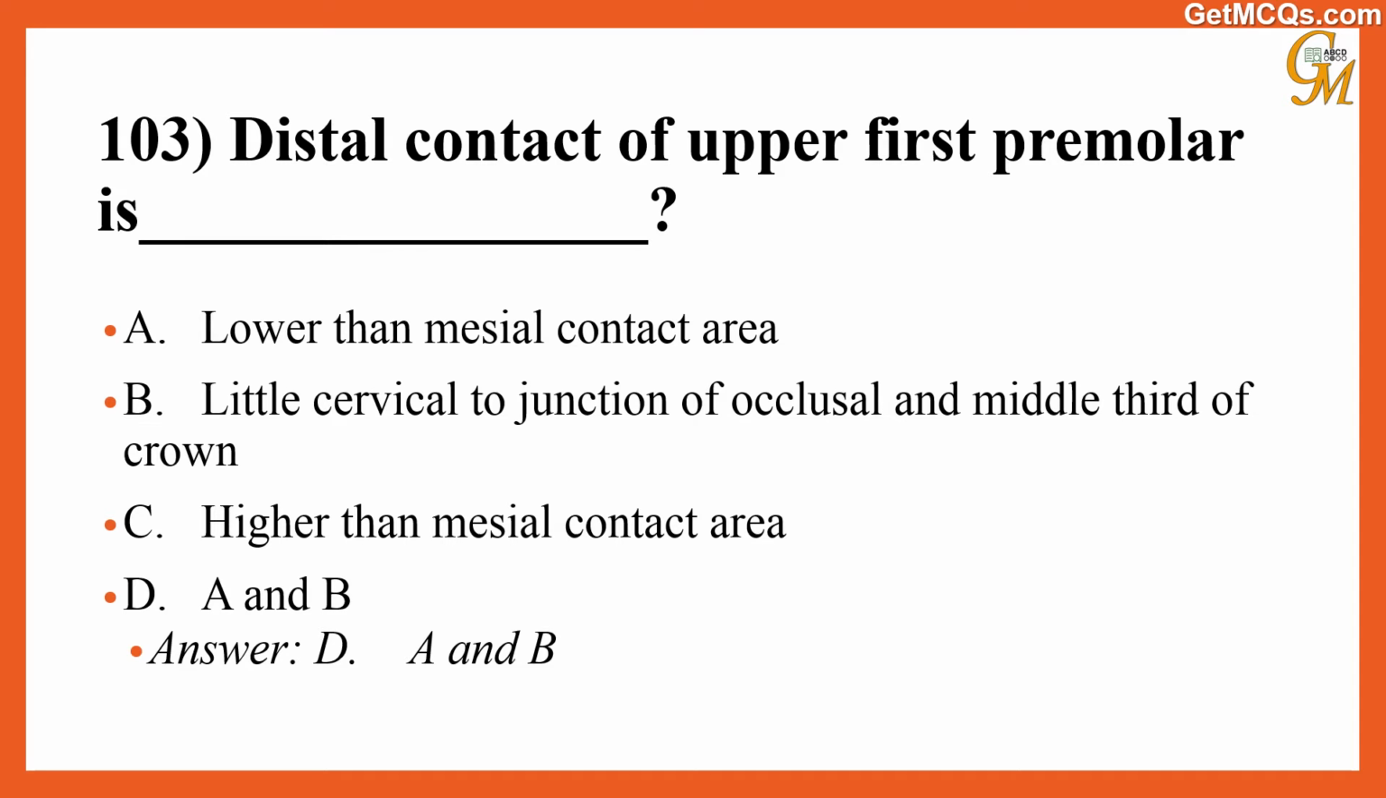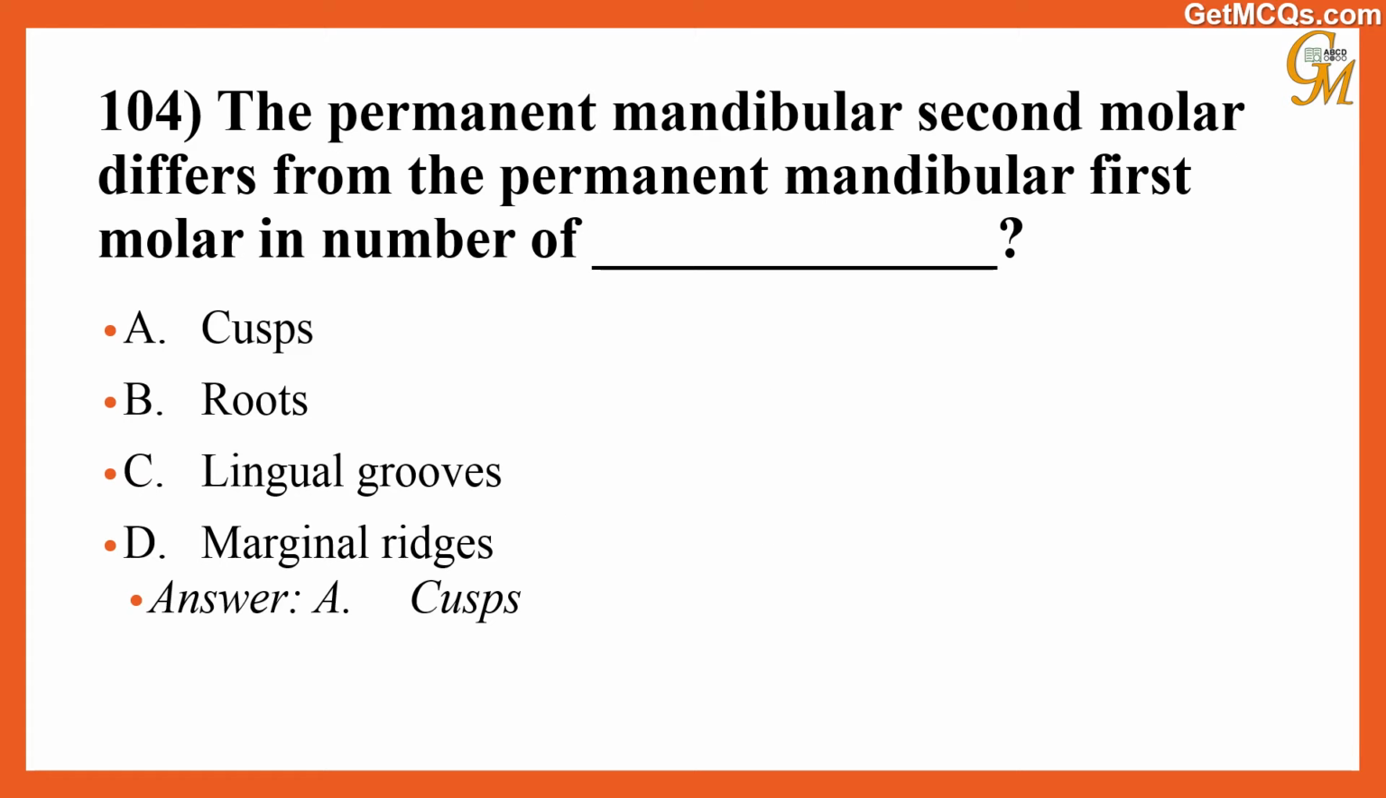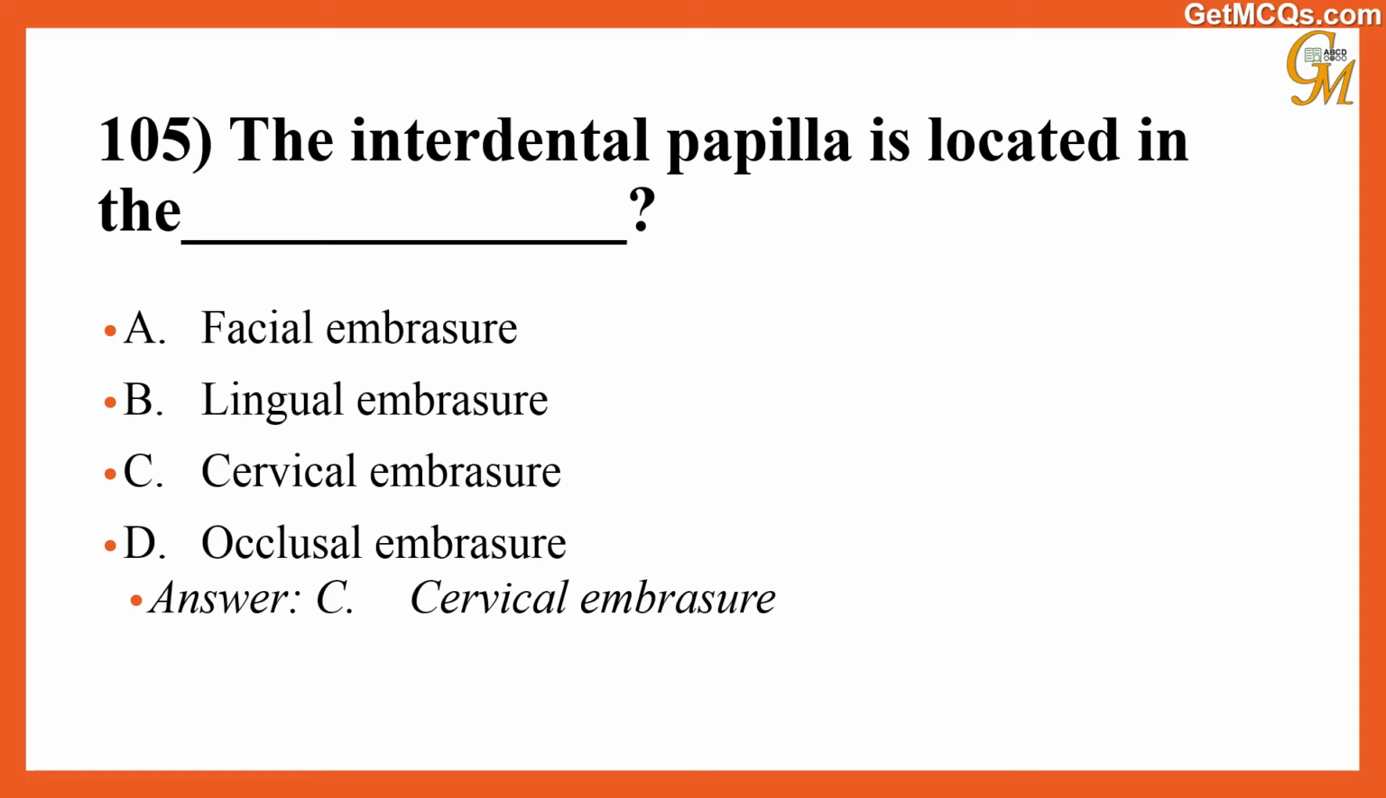103. Distal contact of upper first premolar is? Answer: D. A and B. 104. The permanent mandibular second molar differs from the permanent mandibular first molar in number of? Answer: A. Cusps. 105. The interdental papilla is located in the? Answer: C. Cervical embrasure.